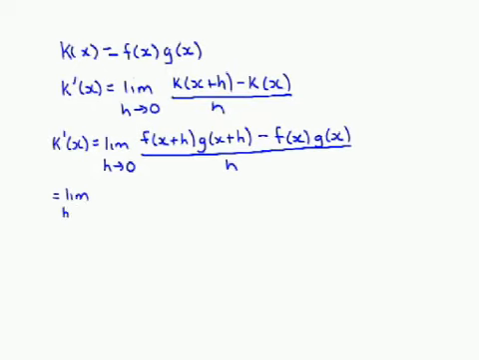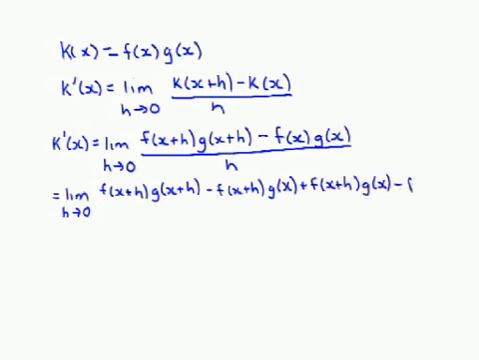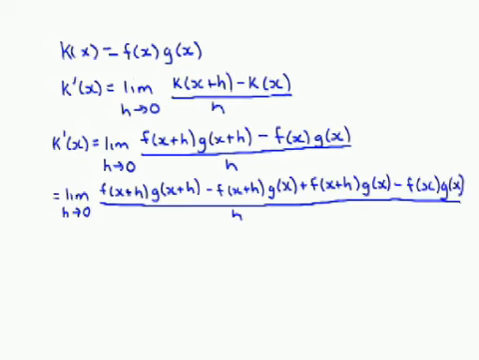In the third line of this derivation, what we've done is we have subtracted f of x plus h, g of x, and then added f of x plus h, g of x. So essentially, we have added 0 to the numerator. We have not changed the value of this expression, merely the way it looks.